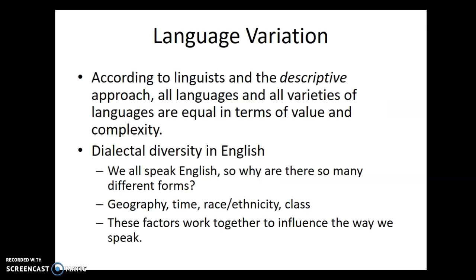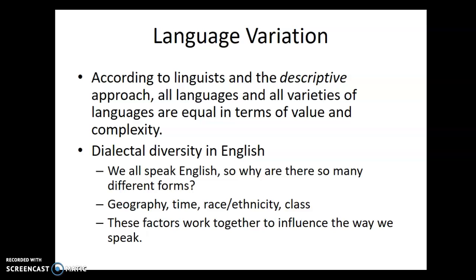All right, so language variation. As we learned at the beginning of the semester, we talked a lot about the difference between descriptive and prescriptive linguistics. Linguists generally come from the descriptive approach, so they believe that all languages and all varieties of languages are equal in terms of value and complexity. We can include dialects in that group too, so varieties of languages would refer to dialects.